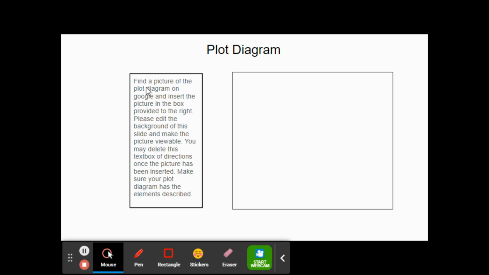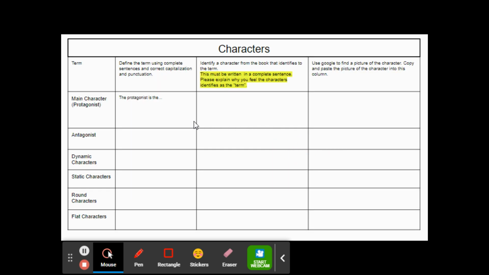Plot diagram. All you're going to do is go to Google and search for a completed plot diagram of the novel that you are reading. It says find a picture of the plot diagram on Google and insert the picture in the box provided to the right. Please edit the background of the slide and make the picture viewable. You may delete this text box of directions once the picture has been inserted. Make sure your plot diagram has the elements described.